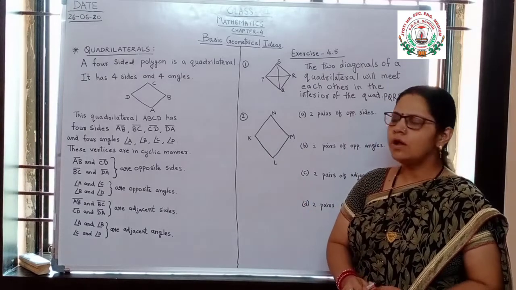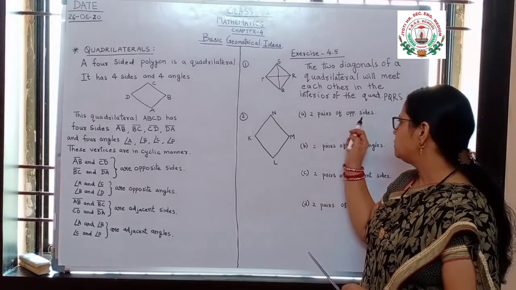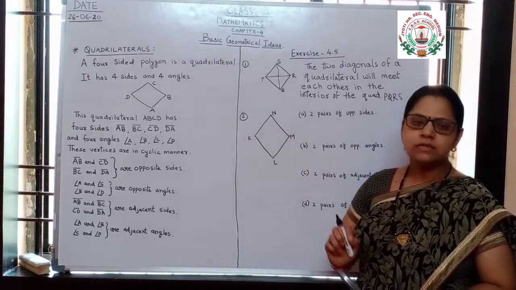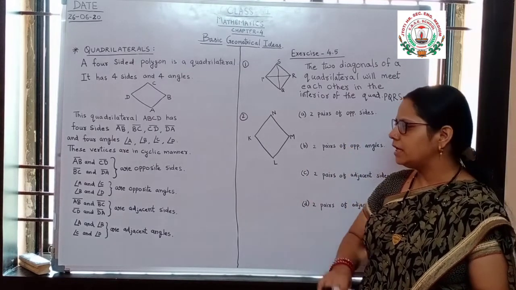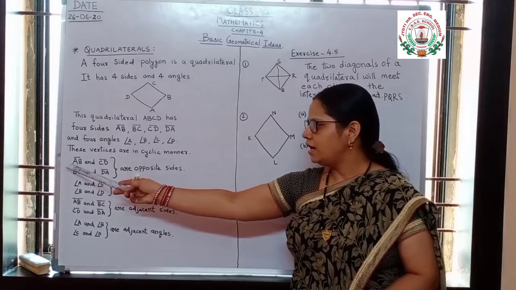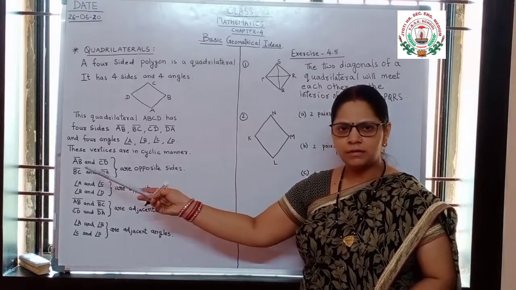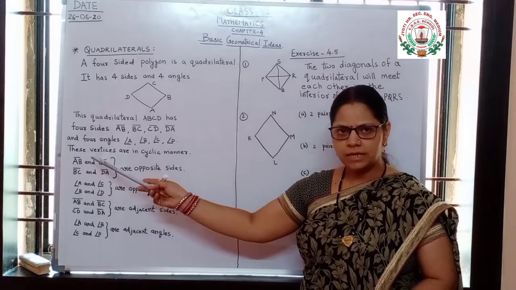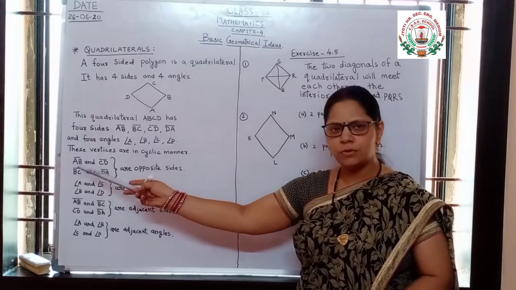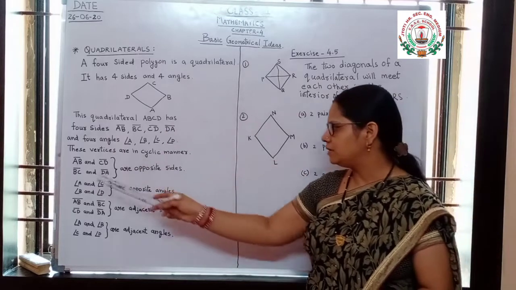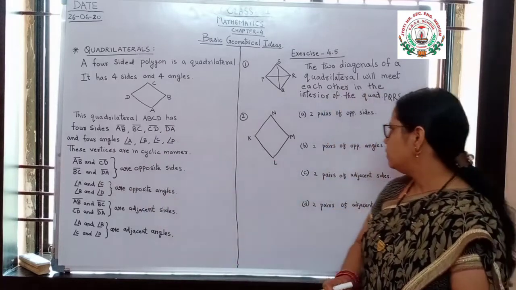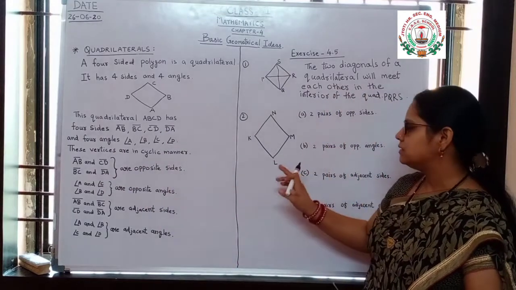Now you have to write down the two pairs of opposite sides. Sides means it will be the line segment, and definitely like this, you have to write line segments over that. You have to draw one line. That is the symbol of line segment. How to write? We have seen in the starting of this chapter. Here also we have written. So two pairs of opposite sides.